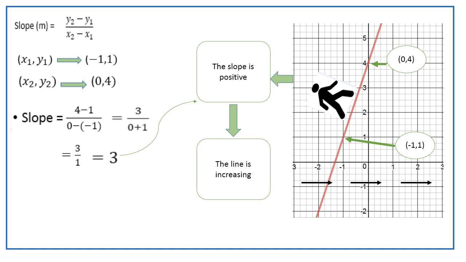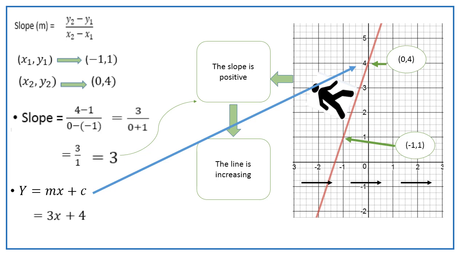Now we can write the linear equation, which is y equals mx plus c, where m is the slope, which is equal to 3. Then the equation is 3x, where c is the y-intercept point, which can be obtained from the graph, which is equal to 4. Then y equals 3x plus 4.